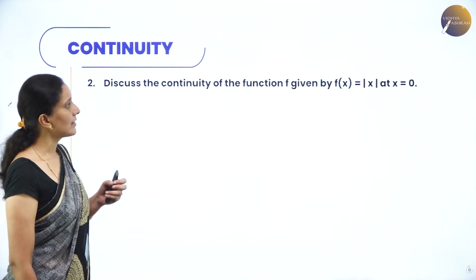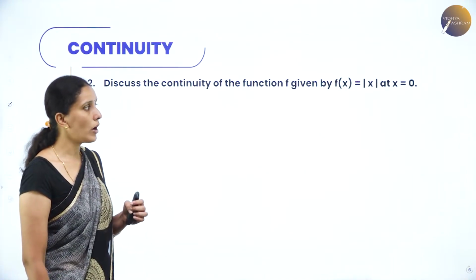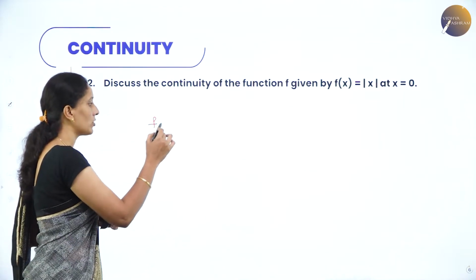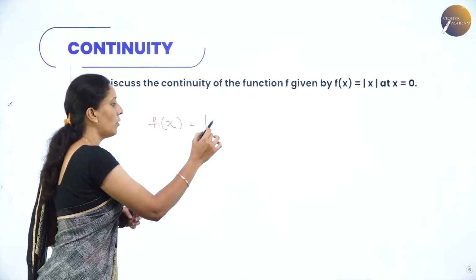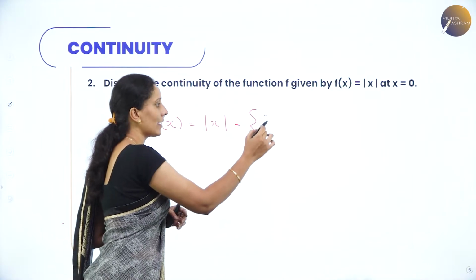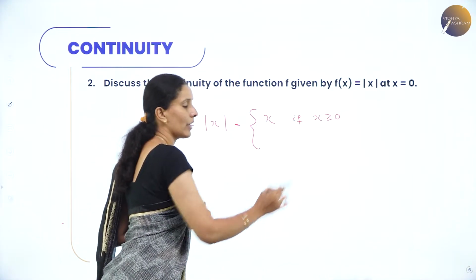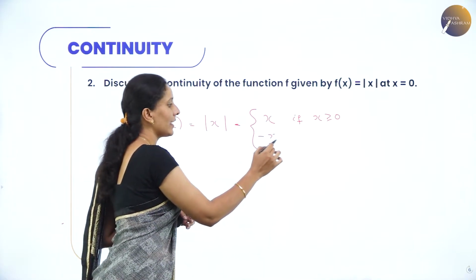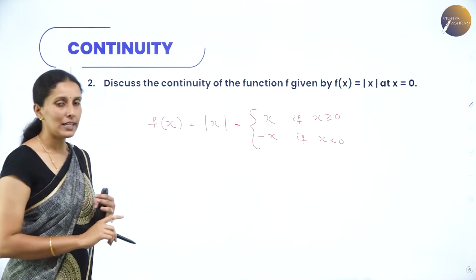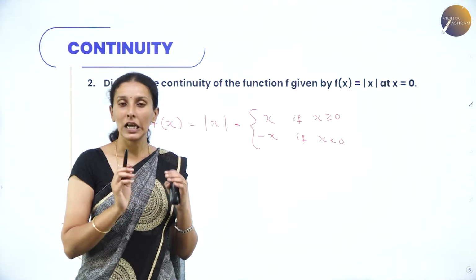Next, discuss the continuity of the function f given by f of x is equal to modulus x at x is equal to 0. What is the definition of the mod function? Whenever f of x is equal to modulus x, then it is defined as x for all x greater than or equal to 0, and minus x if x is less than 0. Whenever greater than and lesser than are defined, you should take the limits in the form of the left hand limit as well as the right hand limit.